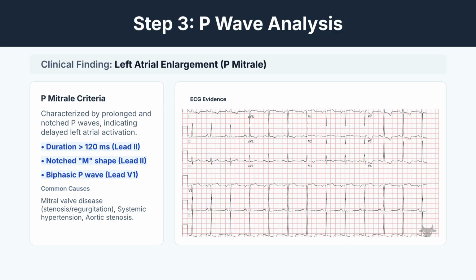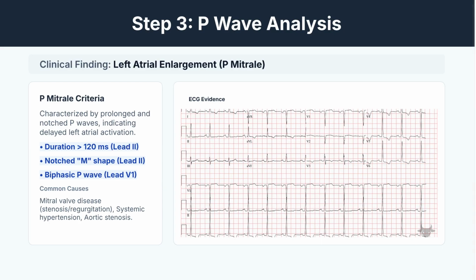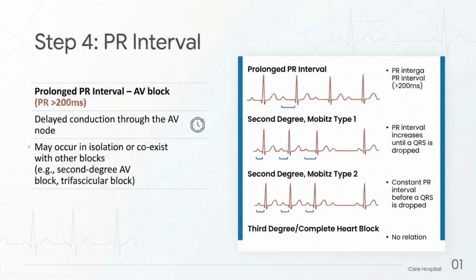Left atrial enlargement, or P mitrale, shows prolonged and notched P waves, with a duration over 120 milliseconds in lead 2, giving an M shape. A biphasic P wave in lead V1 is also common. It is often caused by mitral valve disease. Here is an ECG strip illustrating both P pulmonale and P mitrale features.